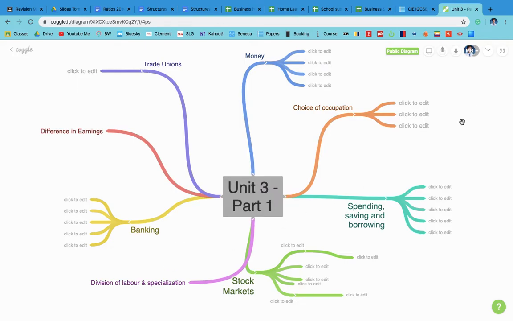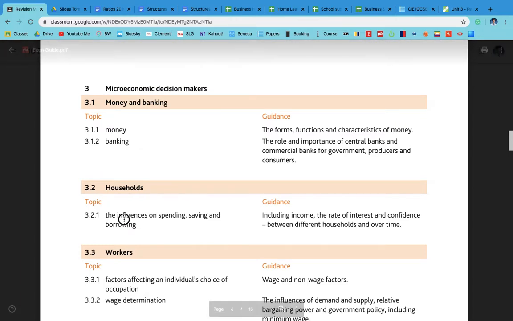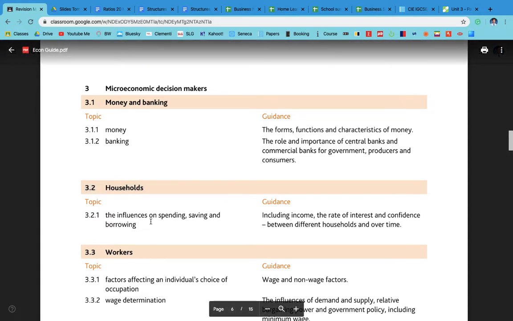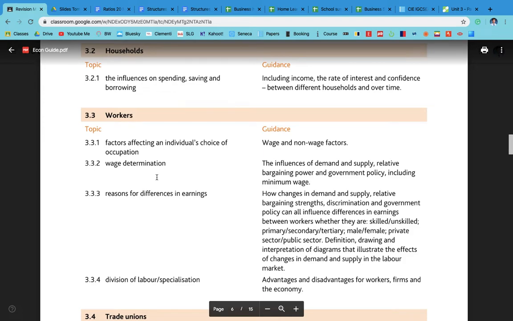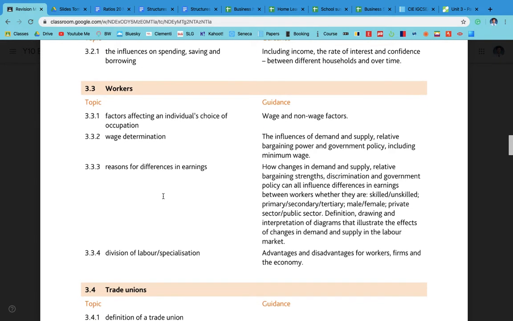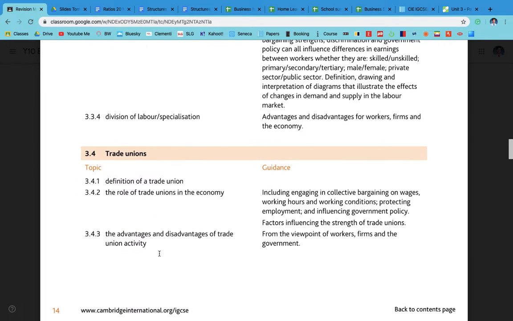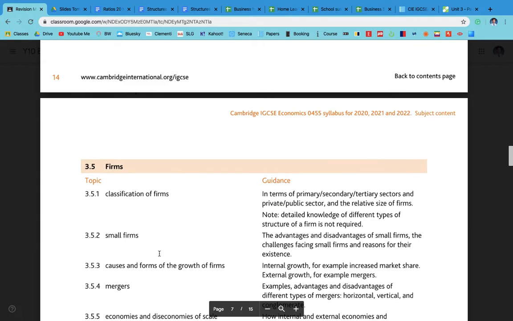So Unit 3, Part 1, which is all the way from Money and Banking 3.1. Then we talked about households, and in fact, we did this in a slightly different order. This is the most recent bit that we've just done in the last week. So then we got households and the influences of spending, saving, and borrowing. Then we looked at workers: choice of occupation, wage determination, reasons for difference in earnings, division of labour, specialisation, and trade unions, that you made your leaflets on and did the workbook on. And that was it.